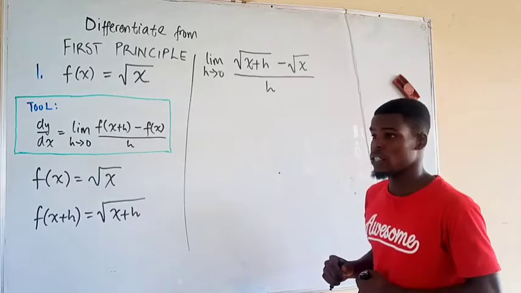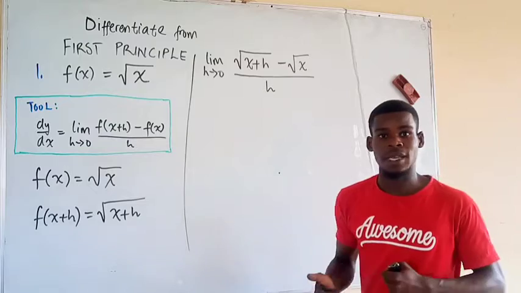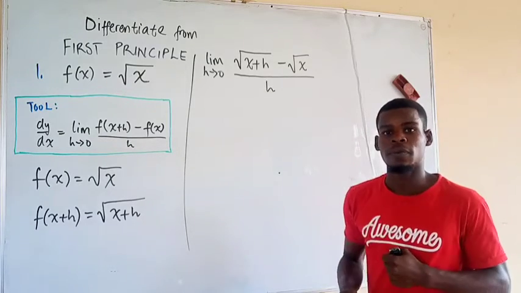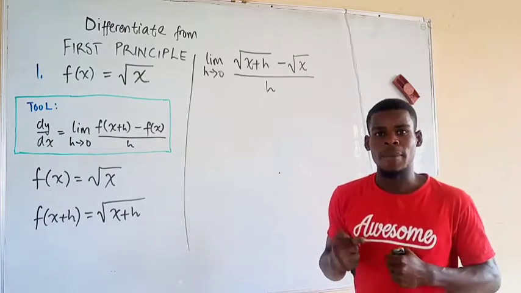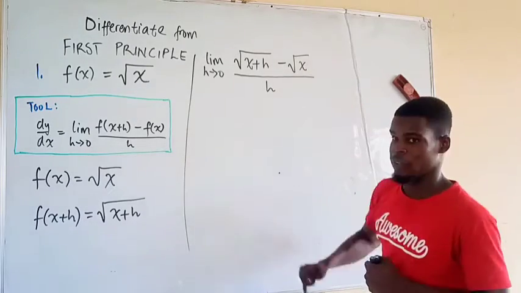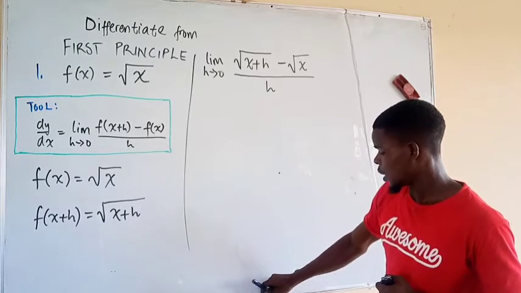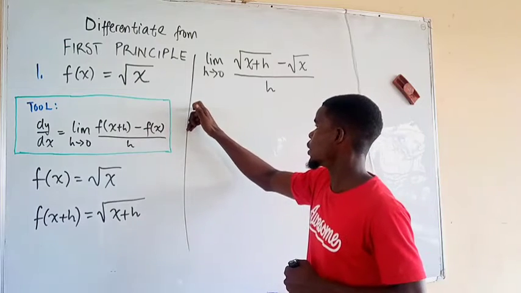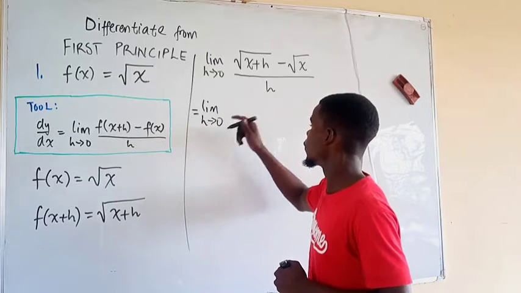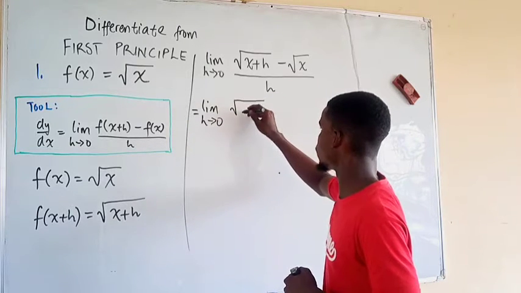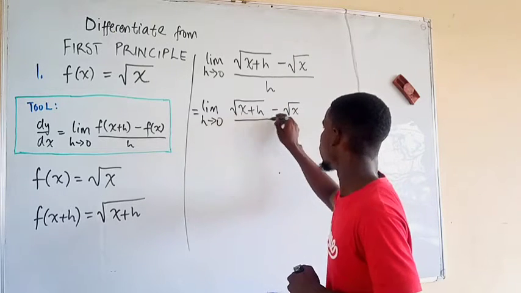So what we need to do here is to try to rewrite this function a little bit, and then we take the limit as h tends to 0. What I would like to do is to multiply the numerator and denominator of that function by the conjugate of the numerator of the function. So let me put it down for you. We continue. This is the limit as h tends to 0 of the original fraction, square root of x plus h minus the square root of x, all divided by h.